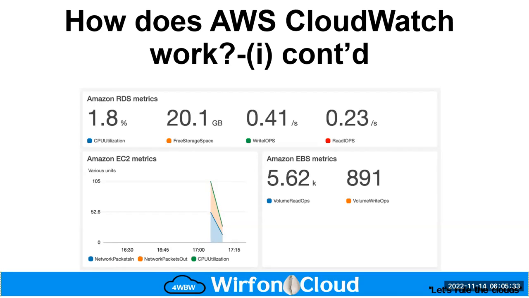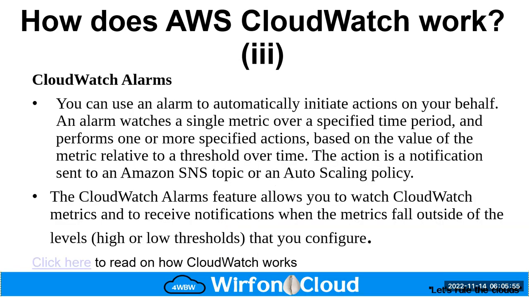Like if my CPU utilization for my RDS reaches a certain percentage, you either increase the CPU capacity, or you launch another RDS and things like that. So for CloudWatch alarms, I mentioned that CloudWatch works hand in hand with SNS. So for CloudWatch alarms, you use an alarm to automatically initiate an action on your behalf.